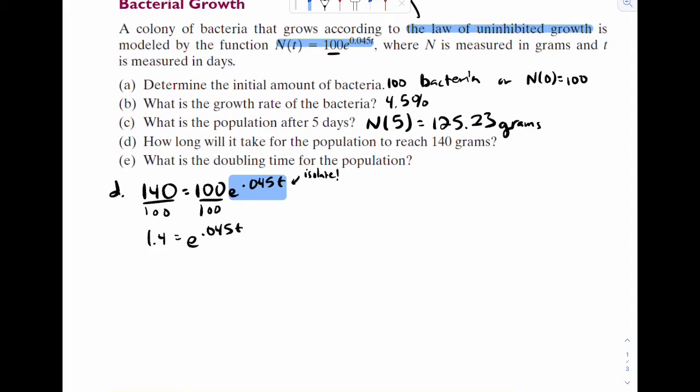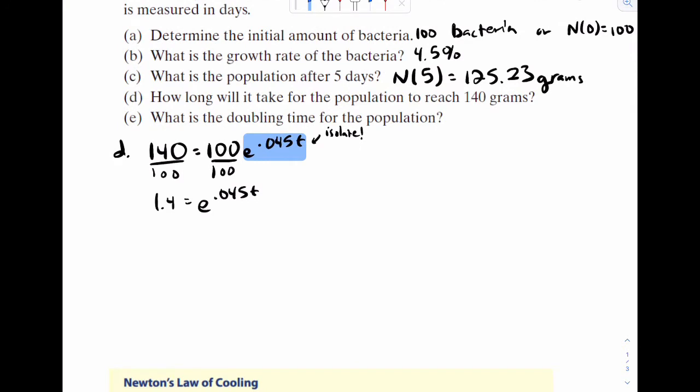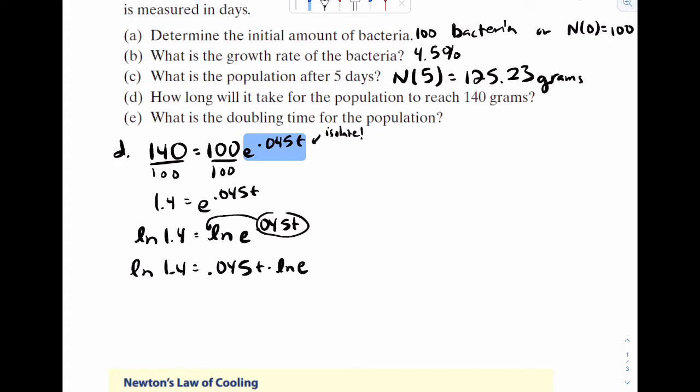Once we're in this situation, I'm going to natural log both sides, or write it in natural log form. And you can imagine this thing will come down if you want. Actually, I'll just write it out. Natural log e to the 0.045t. We hairball this thing. Natural log 1.4 equals 0.045 t times natural log e. Remember, natural log e is 1, so we just cross that out. And now I can divide by 0.045.